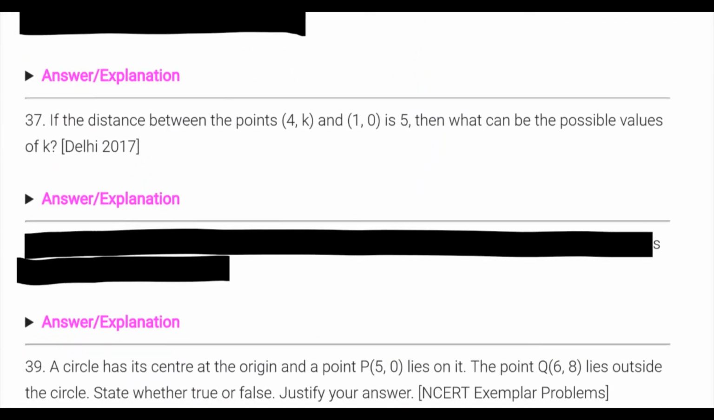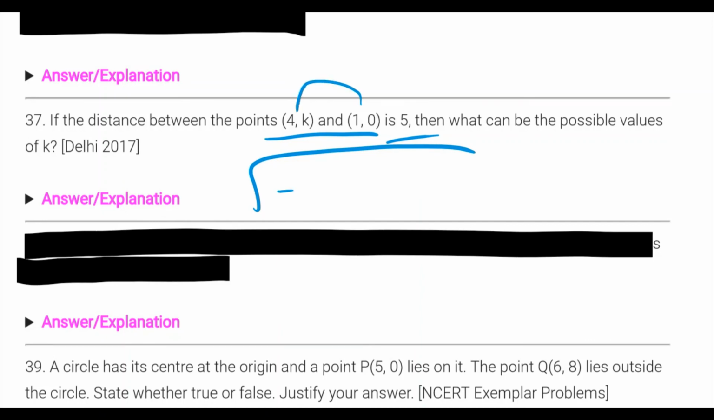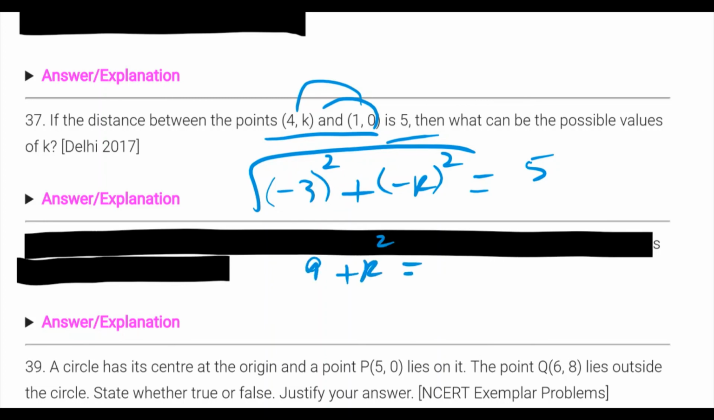37th question. If the distance between the points is 5, then what can be the possible values of k? So distance is given as 5. Apply the distance formula. Root of 1 minus 4 is minus 3 whole square plus 0 minus k is minus k whole square equals 5. Squaring on both sides, 9 plus k square equals 25, and k square equals 16, so k equals plus or minus 4.